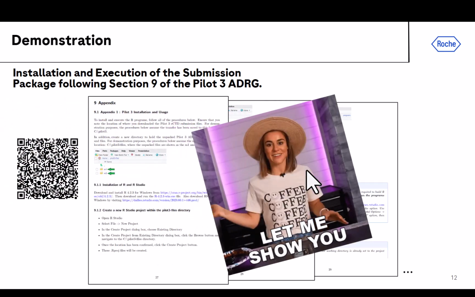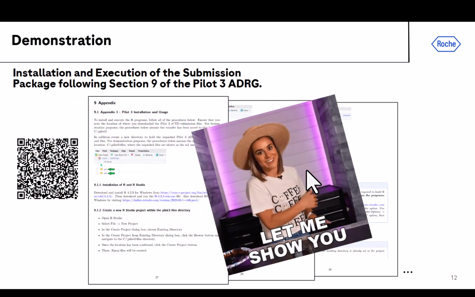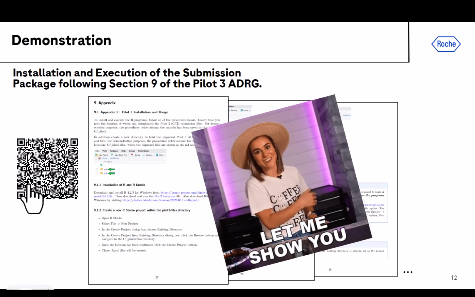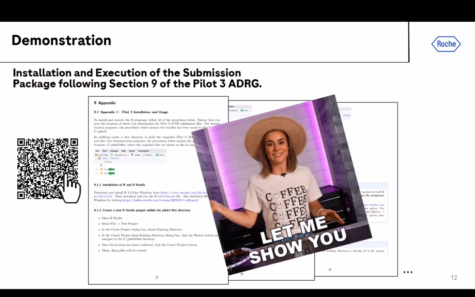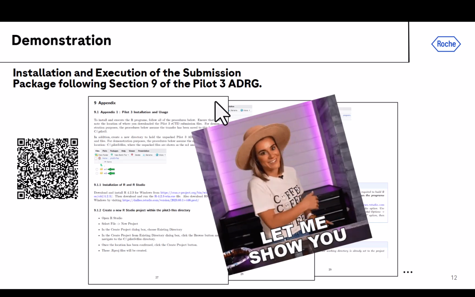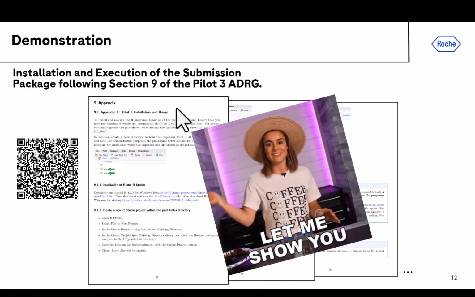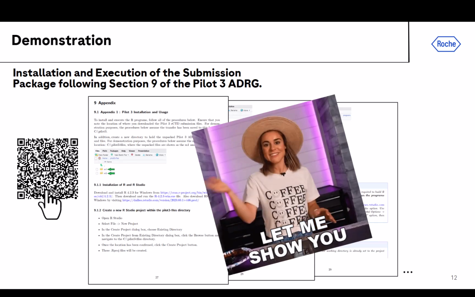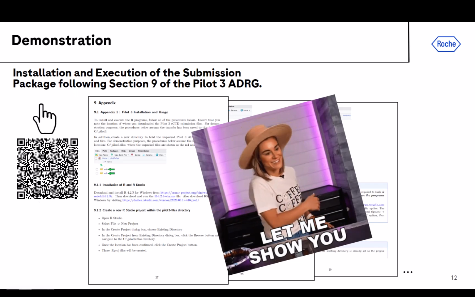Welcome back, and welcome to the demo portion of this online talk. So for my last slide, you should have seen a QR code. This QR code should take you to the ADRG from Pilot 3. The Pilot 3 ADRG is in a GitHub repo where you can go there and download the ADRG to your local computer. So let me go ahead and show you where to get that.